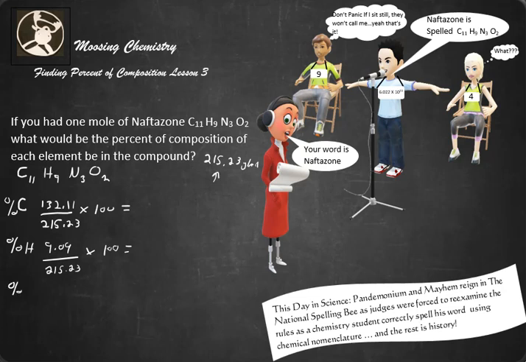So let's do the percent of nitrogen. Nitrogen's total was 42.03, divided by 215.23 times 100. And last but not least, our percent of oxygen. That's going to be 32.00 divided by 215.23 times 100.